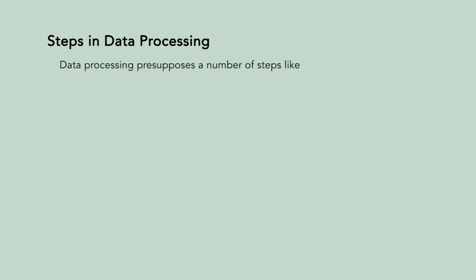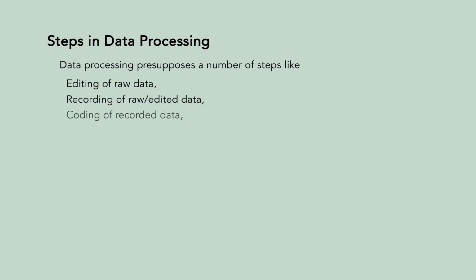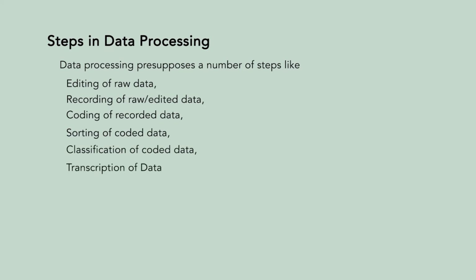A number of steps are involved in data processing, like editing of raw data. After collecting all the information, we have to follow steps like editing of raw data, recording of raw or edited data, coding of recorded data, sorting of coded data, classification of coded data, transcription of data, tabulation and presentation of data, and analysis of data.